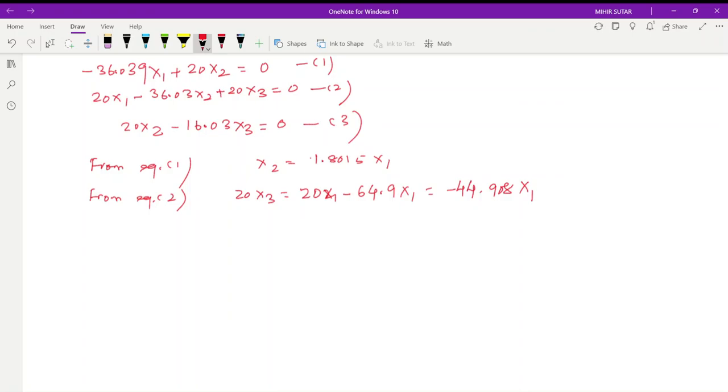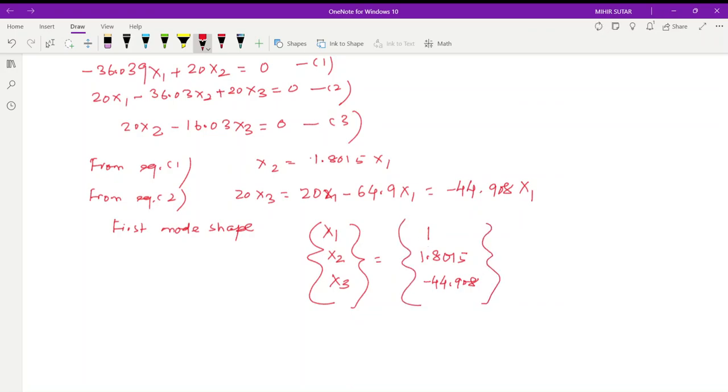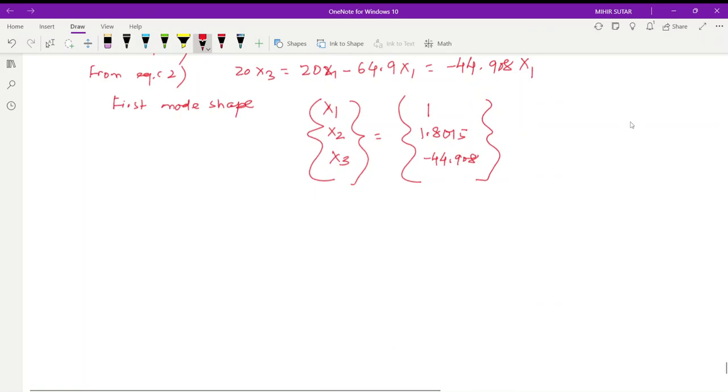Now the first mode shape is given by x1, x2, x3 is given by 1, 1.8015, minus 44.908. This is the first mode shape. Now coming to the second mode shape.